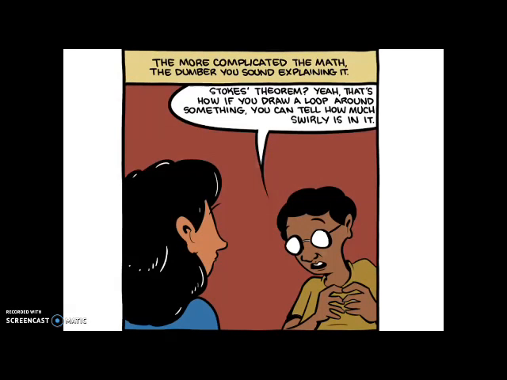All right. I saw this joke somewhere, and I thought it was kind of cute. The more complicated the math, the dumber you sound explaining it. Stokes' Theorem? Yeah. That's how if you draw a loop around something, you can tell how much swirly is in it. It's kind of accurate, but not very technical.